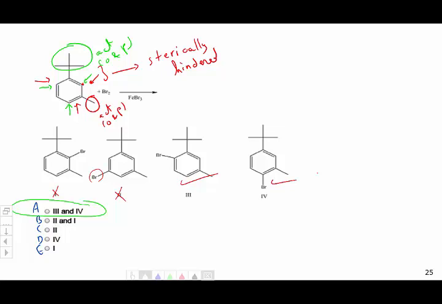So in here, I'm pointing to the fact, to remind you, that the position on a benzene ring between two substituents is sterically hindered. And I made it a little bit more extreme in here with the tertiary-butyl, which is a very bulky group.